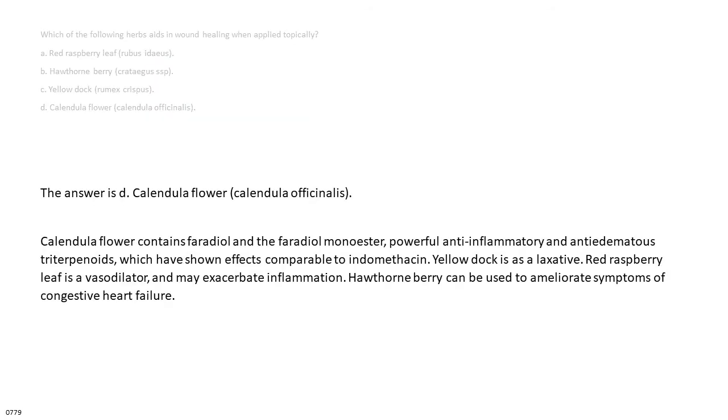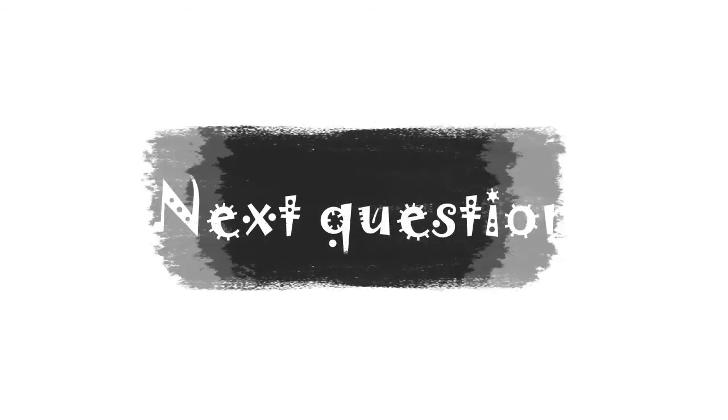The answer is D. Calendula flower, Calendula officinalis. Calendula flower contains faradiol monoesters, powerful anti-inflammatory and anti-edematous triterpenoids, which have shown effects comparable to indomethacin. Yellow dock is used as a laxative. Red raspberry leaf is a vasodilator, and may exacerbate inflammation. Hawthorn berry can be used to ameliorate symptoms of congestive heart failure.